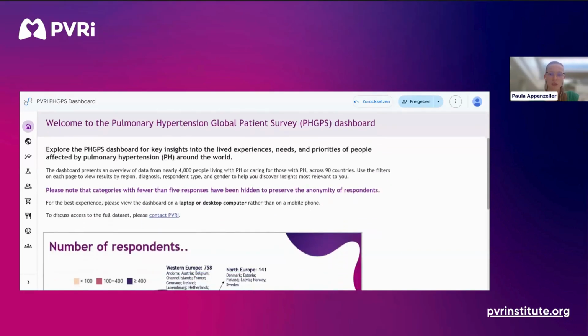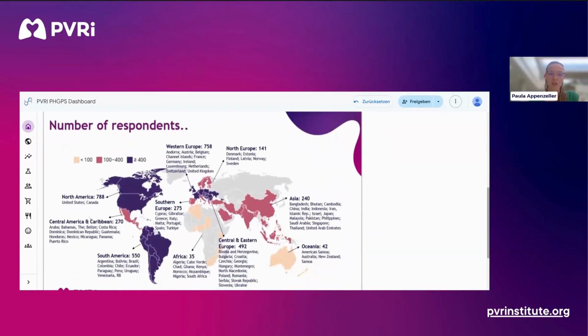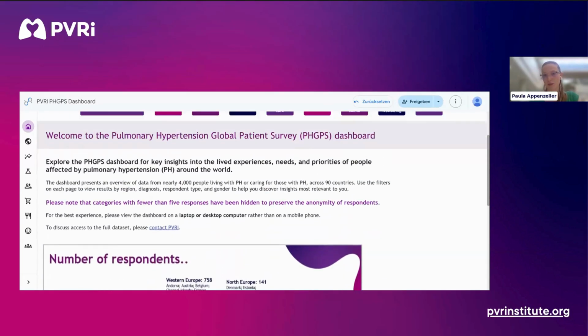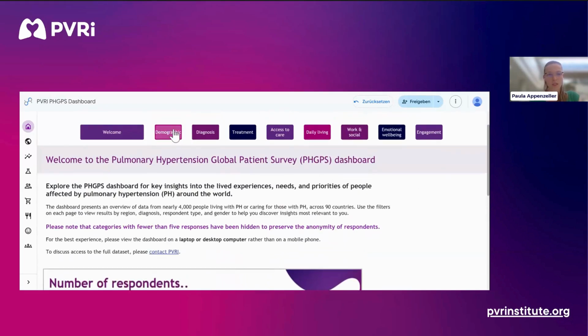On this welcome page, you can also see the map again, which includes all of the countries that participated in the PHGPS and also how they were grouped into different world regions. I prepared 5 different examples to go through, just to show you how to apply the different filters and to give an overview. We're going to start in the demographics tab.